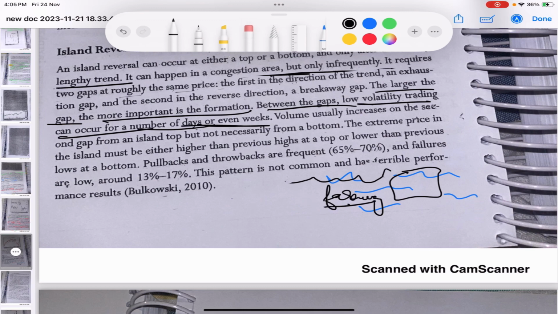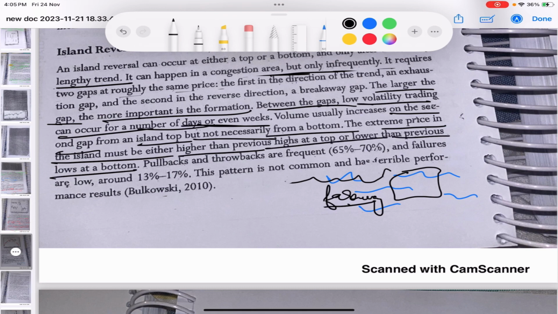When does the volume increase? So volume basically increases on the second gap from the island top, not necessarily from the bottom. So keep that in mind whenever you are trading an island. The extreme price in the island must be either higher than the previous high at the top or lower than the previous lows at the bottom.